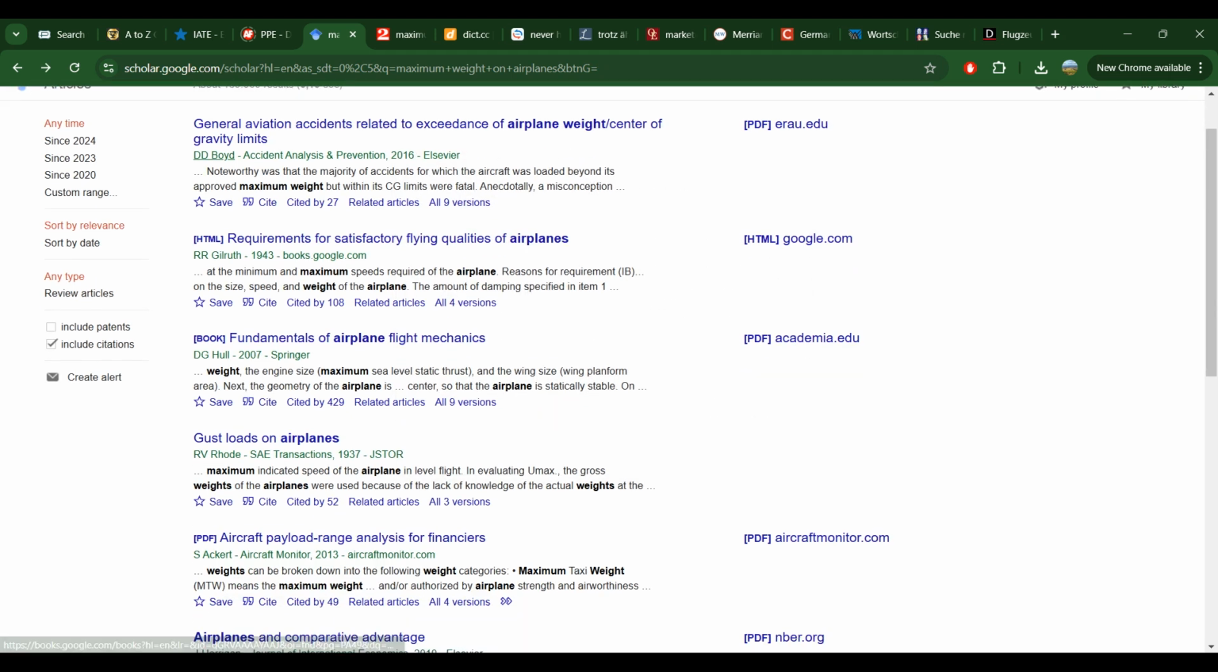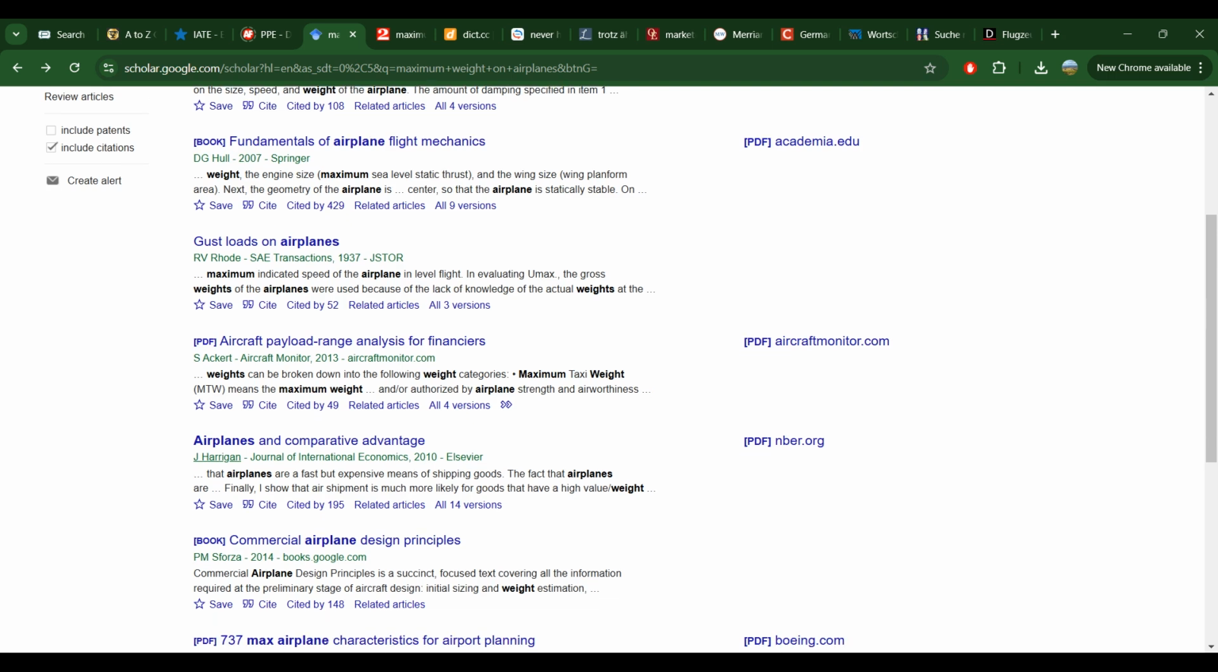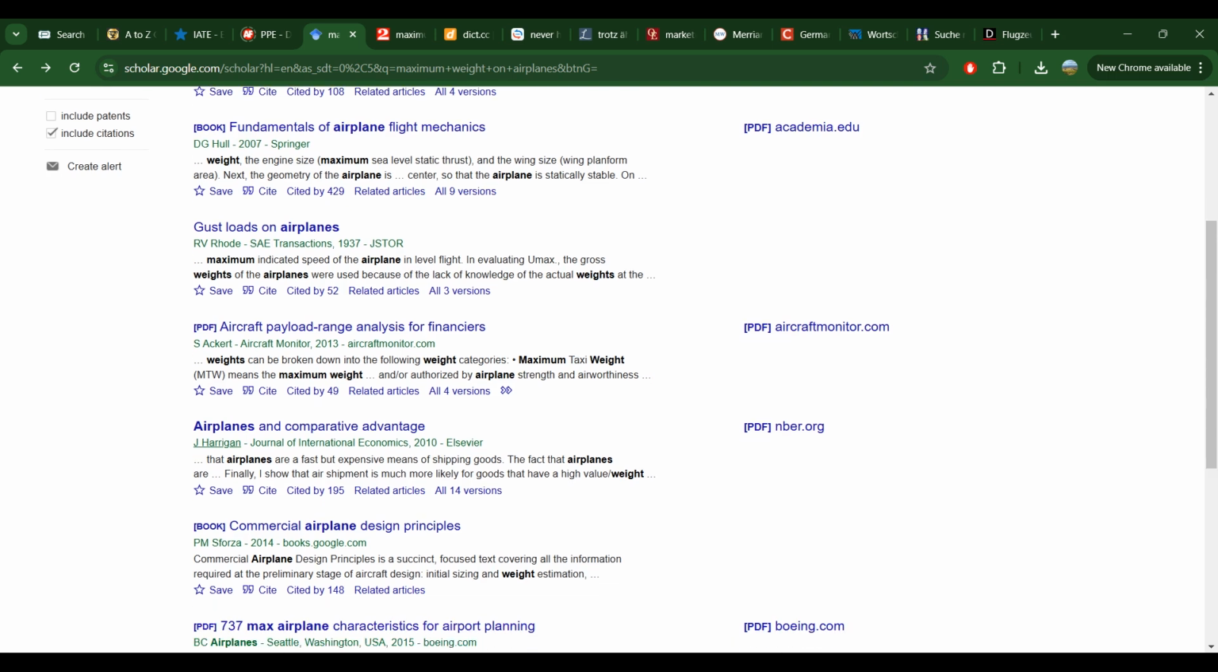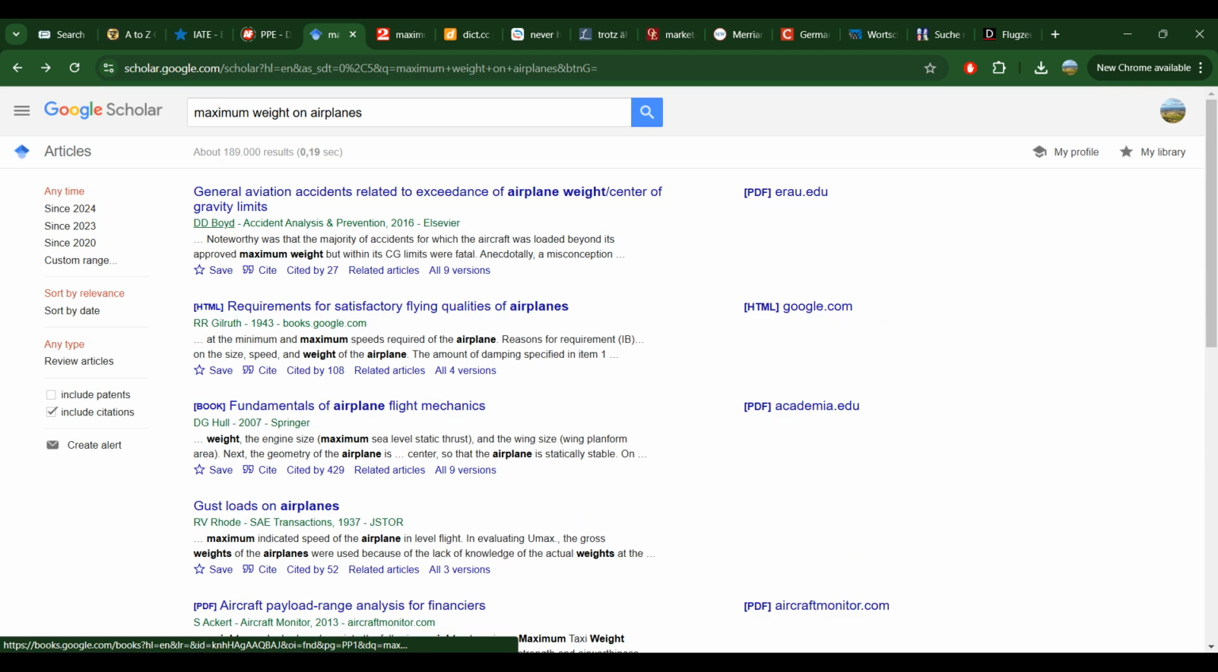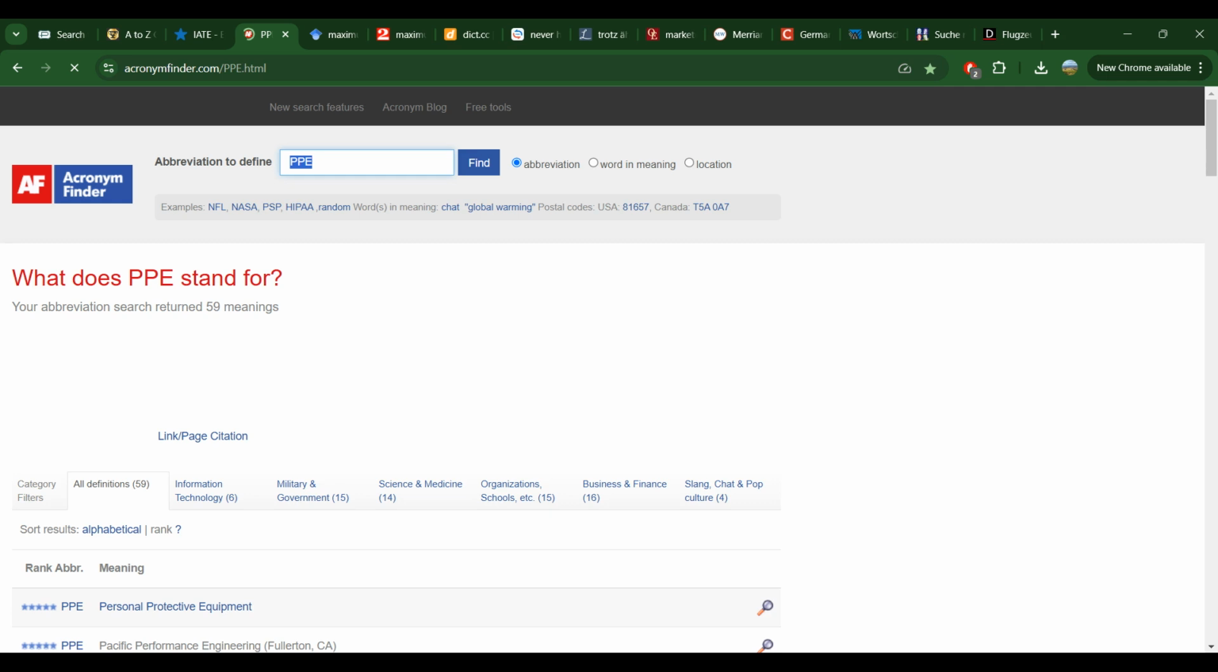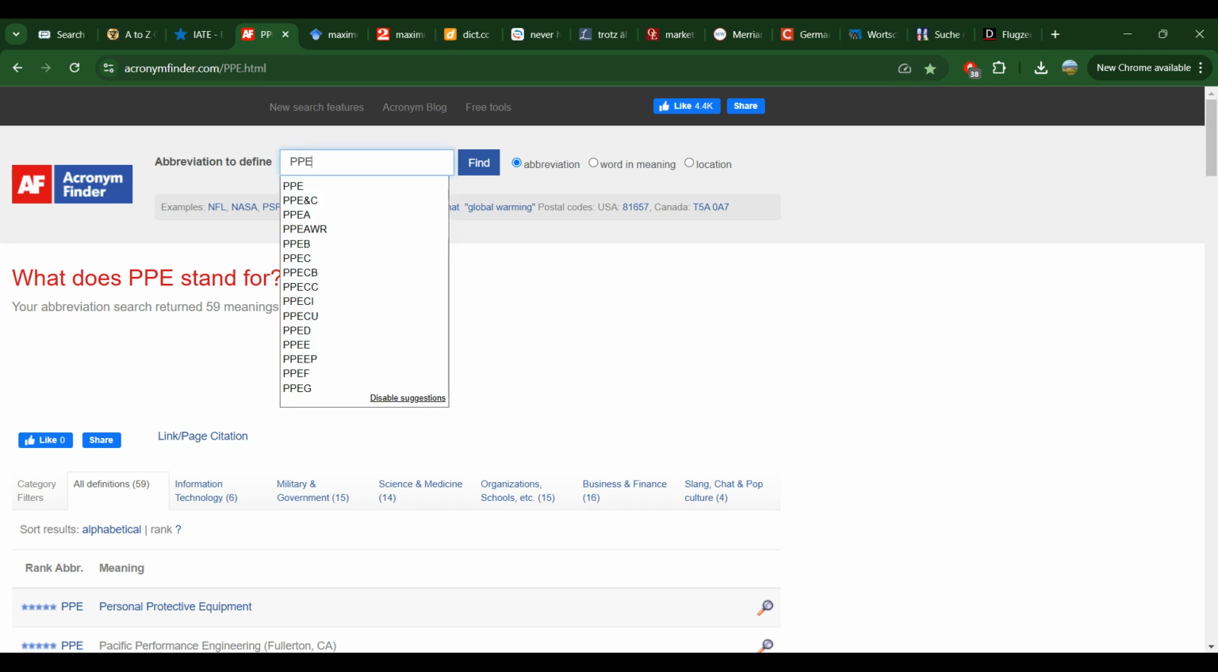So if you're working with academic papers, or if you're writing a paper yourself, for example a master thesis, then Google Scholar is definitely a must. Then we get into more detailed, more specific things. This Acronym Finder I use quite a lot. As you can see, the last time I used this was for PPE.